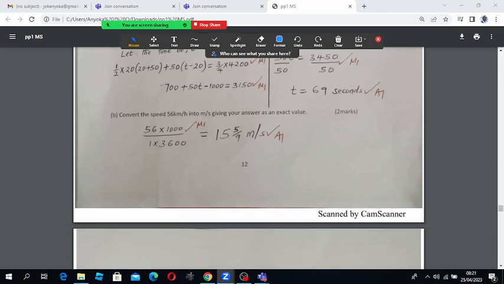Convert the speed, 56 kilometers per hour, into meters per second. This one is normally you multiply by what?